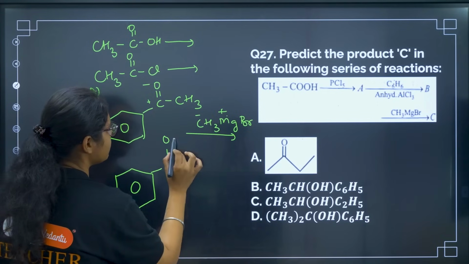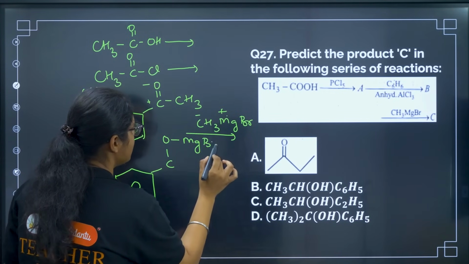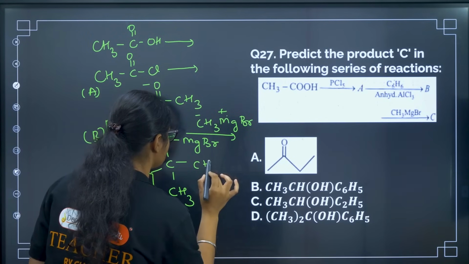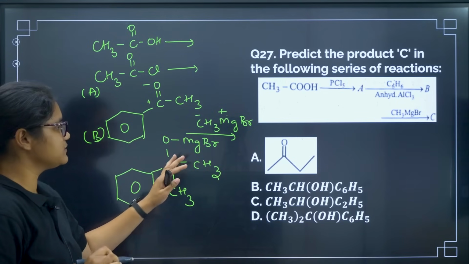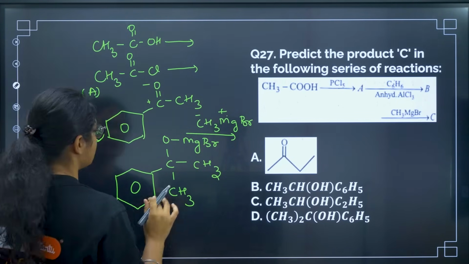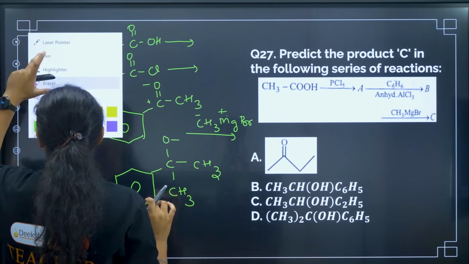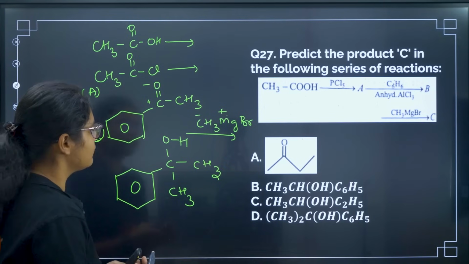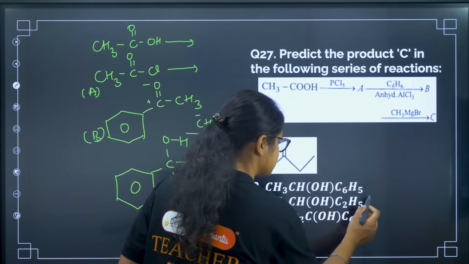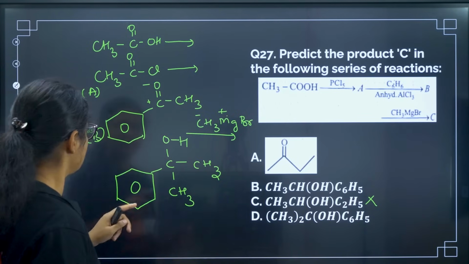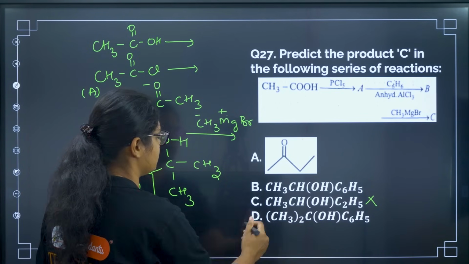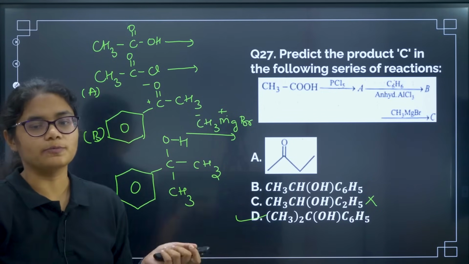C=O. O will take MgBr here, and then C will take the CH3 part. And here we have the CH3 part. Now this OMgBr can undergo hydrolysis to give you OH. So I can write this one as OH. Now what will be the product? There is no C6H5 in one option, so we can eliminate it. So we have C6H5, C(OH)(CH3) whole 2, right? So the correct answer for this question will be option number D.